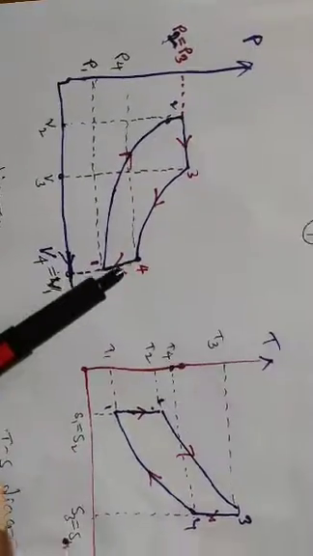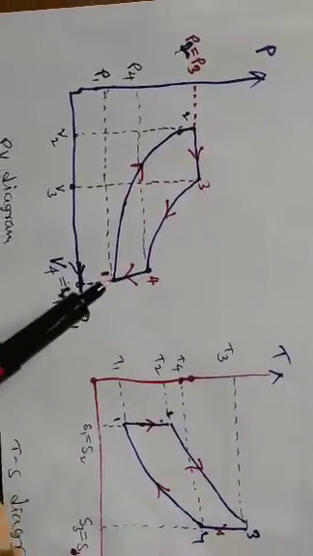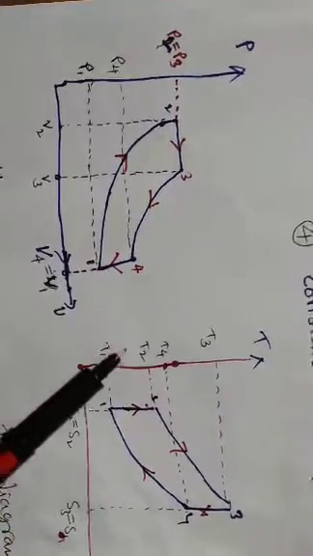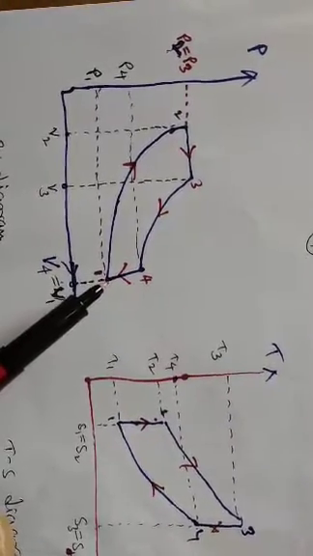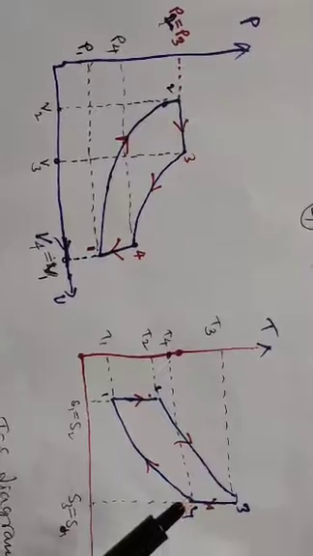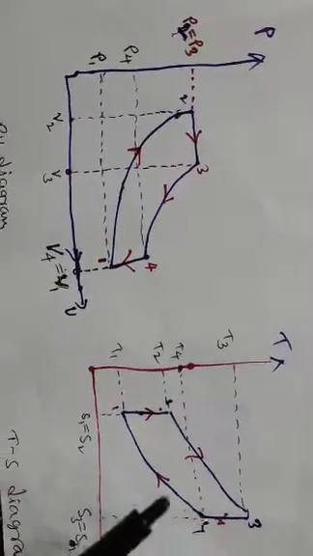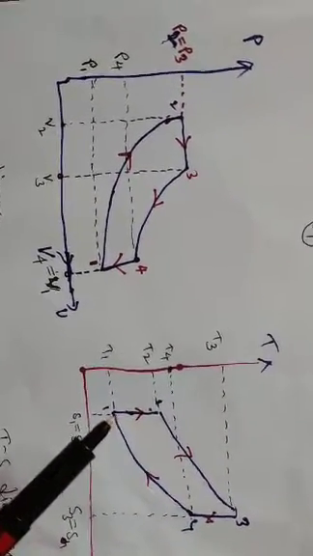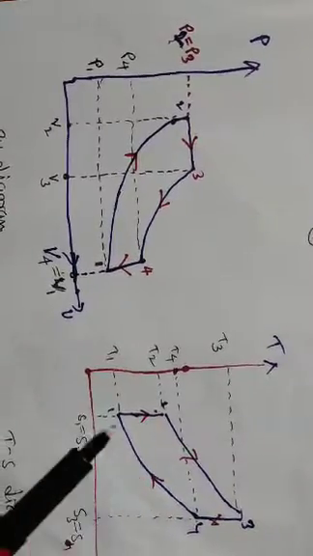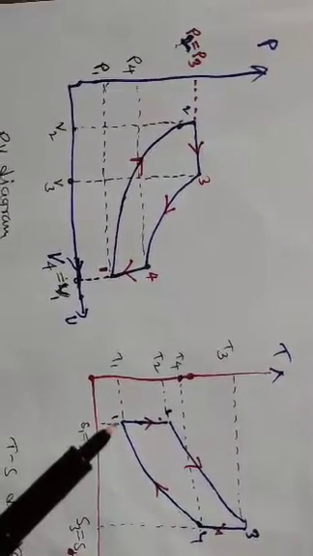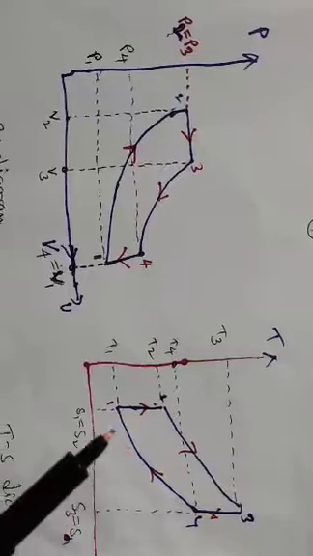Next, the last process, 4 to 1, is a constant volume process. It is a straight line in the PV diagram. If it is a straight line in the PV diagram, it will be a curved line in the TS diagram. 4 to 1 is a curved line. So this is a constant volume process.